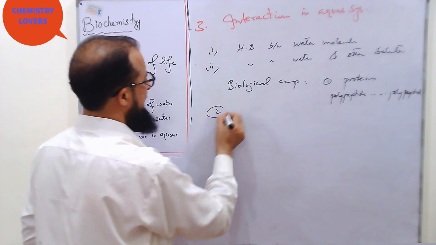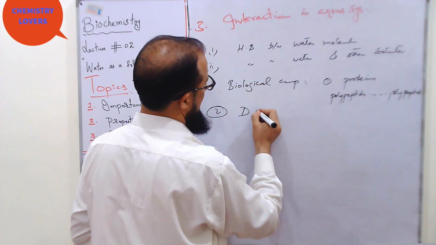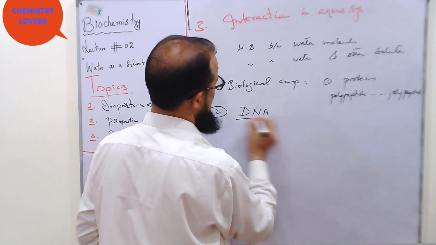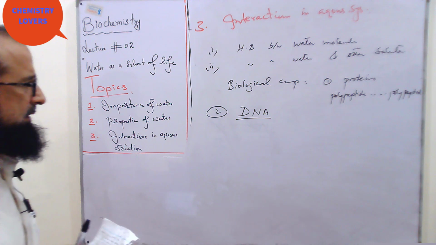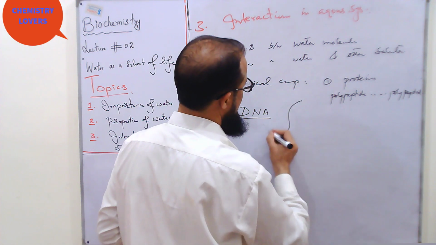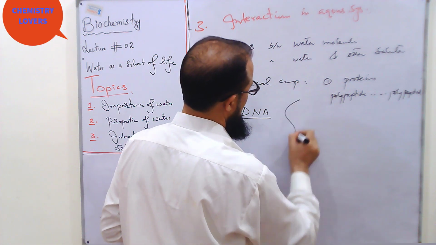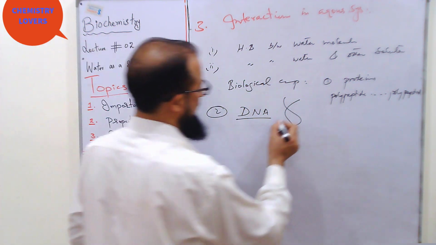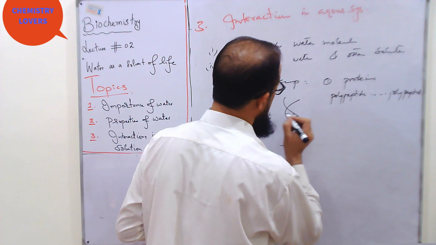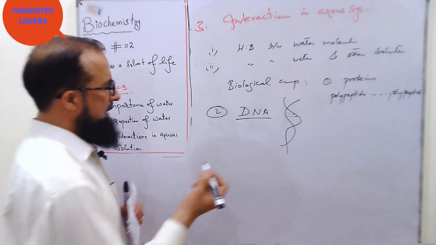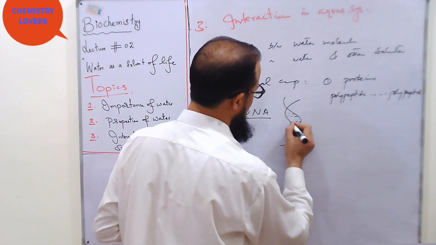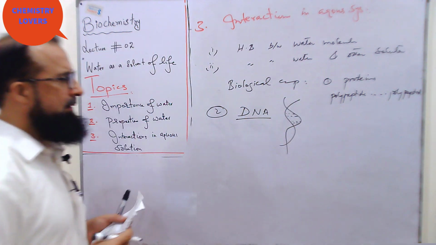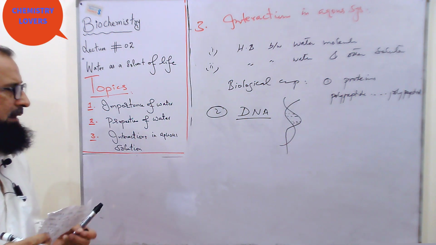Similarly, an important compound, the nuclear material, that is DNA, deoxyribonucleic acid, in which the nucleotide bases are connected with each other through hydrogen bonding. Some of the nucleotides make double hydrogen bonding, and some make triple hydrogen bonding. We will discuss this in the coming lectures.